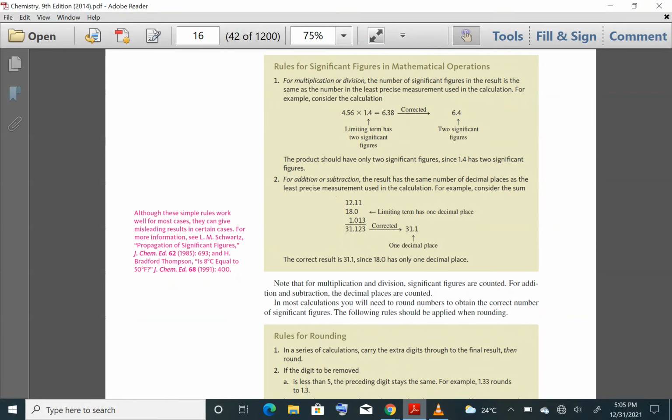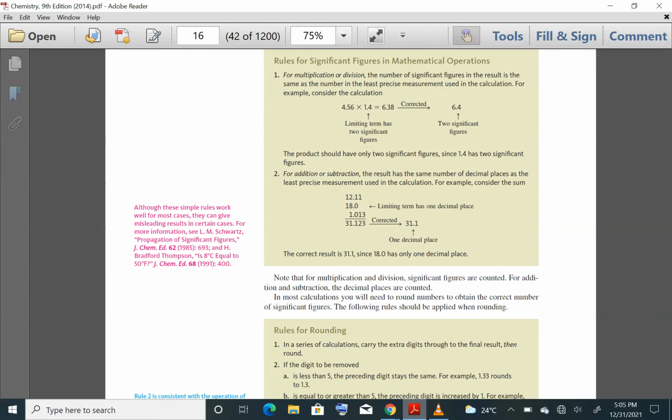Now, rules for significant figures in mathematical operations. Here we're going to look first at multiplication or division. For multiplication or division, the number of significant figures in the result is the same as the number in the least precise measurement used in the calculation. When we talk about least precise, we are basically talking about the number that has got the least significant figures. So when you are multiplying or dividing two numbers, what's going to determine the number of significant figures that your answer has is the number of significant figures that the least precise measurement has.